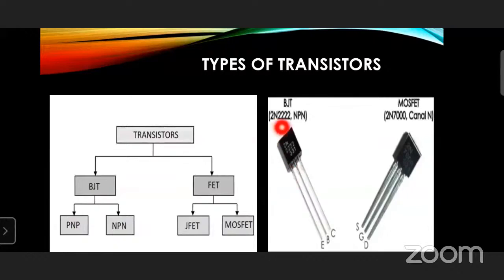So these are the two types of transistors. Here we can see this is the BJT NPN transistor and this is the MOSFET N-channel transistor. So these are the types of transistors.